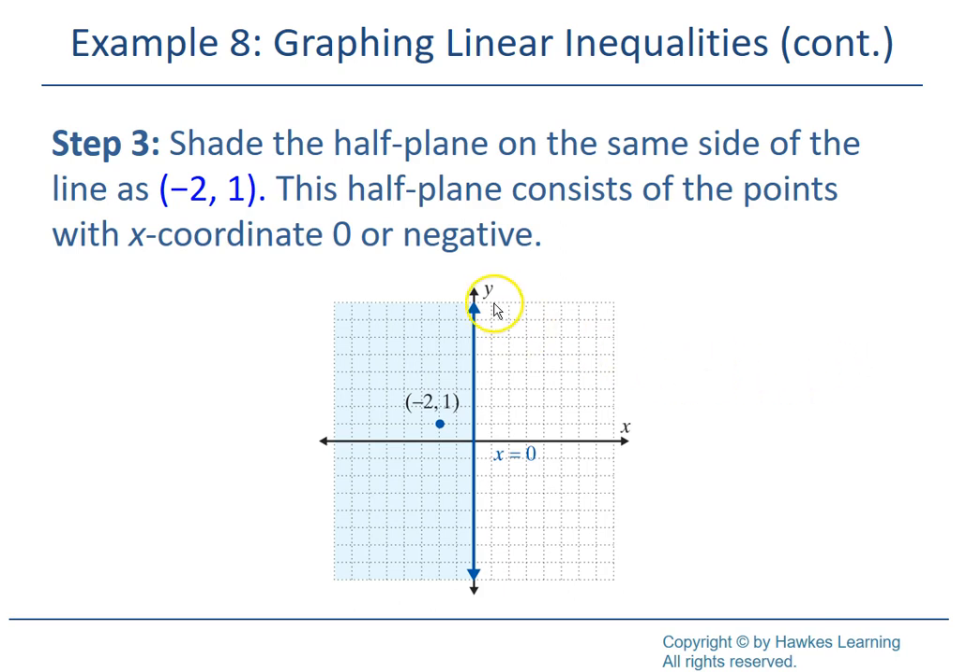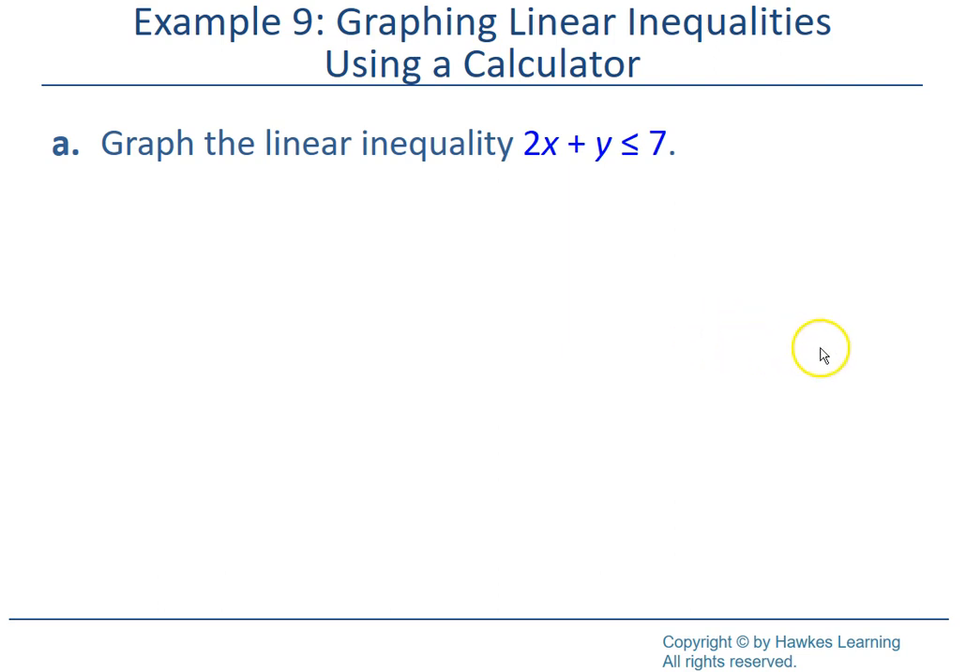So there's our graph, and notice our line coincides with the y-axis. X equals 0 is the y-axis, believe it or not. And then there's a test point. So we shade on this side. Okay, now let's do this one.